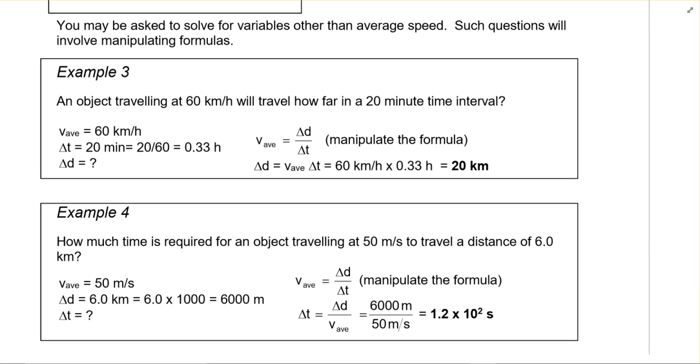So there will be times where you'll need to rearrange the formula, where it says an object traveling at 60 kilometers an hour will travel how far in 20 minutes. So I've got velocity and I've got time. So now I'm looking for distance. It says how far will it travel. So that's distance. So I wrote down what I know here. V average is 60 kilometers an hour. Time, I don't like time being in minutes because kilometers per minute, that's not right. I need these to be in similar units. So probably the easiest thing to do would be to change 20 minutes into hours. And that's what we did here.